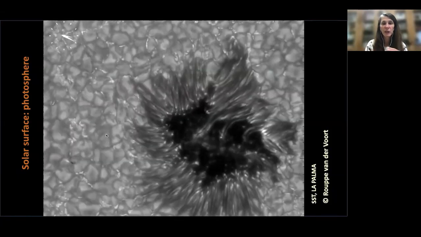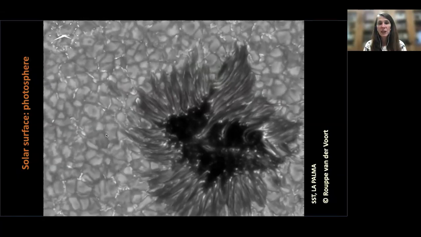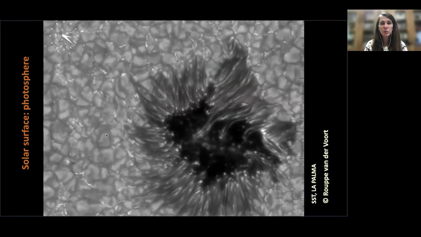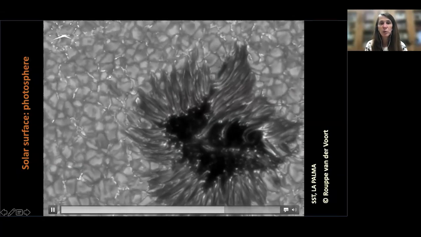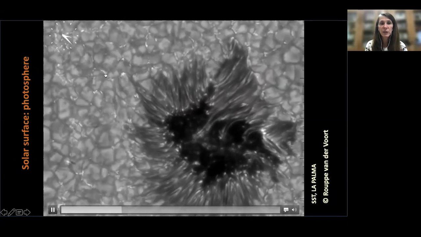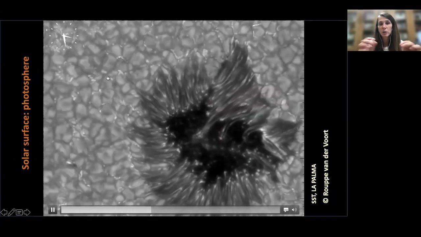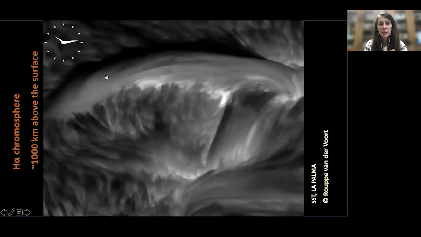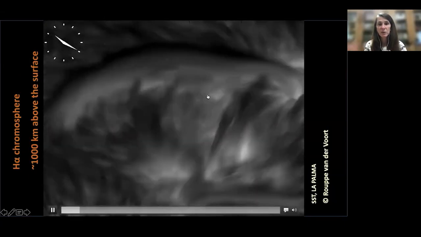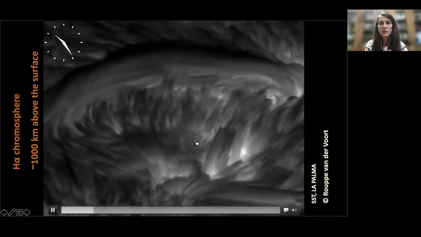So here, plasma moves magnetic features passively. They respond passively to the motion of the plasma, and you can see these bright features move with the flow of the plasma. They're like corks. But in the chromosphere, which is 1,000 kilometers above the photosphere, we see the opposite situation.